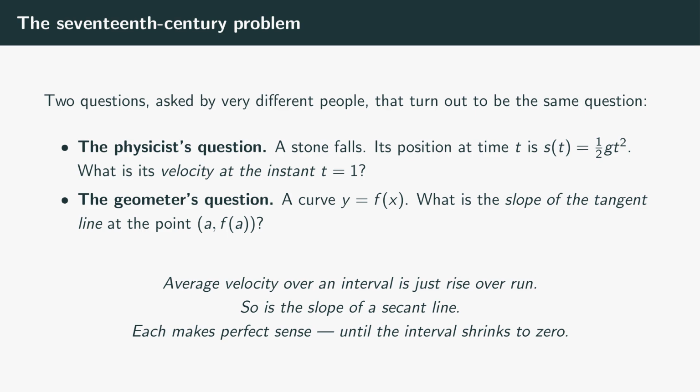The second problem is geometric. Draw a curve. Pick a point on it. What's the slope of the line that just grazes the curve at that point, the tangent line? You can draw a secant by picking two points and connecting them. The secant has a perfectly good slope, but that's a slope between two points, not at one point. Same problem, two costumes. Both ask for a slope or a rate at a single point, and both seem to ask the impossible, because at a single point there's no run to divide by.